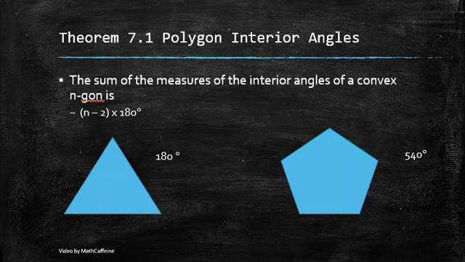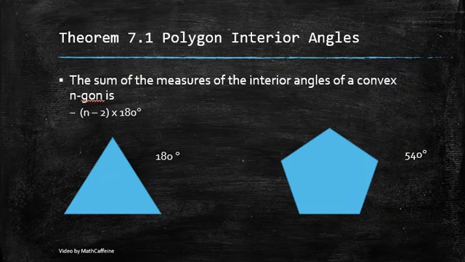The first theorem to know is the polygon interior angles theorem. It states that the sum of the interior angles of any convex polygon with n number of sides can be calculated using the formula the quantity of n minus 2 multiplied by 180 degrees. For example, a triangle has 3 sides. When you plug that in, you get 3 minus 2 times 180, which is just 1 times 180, giving it a sum of 180 for its interior angles.